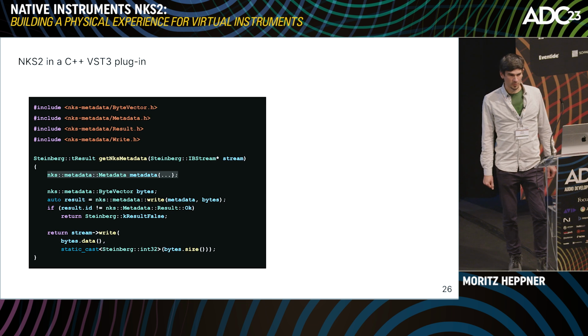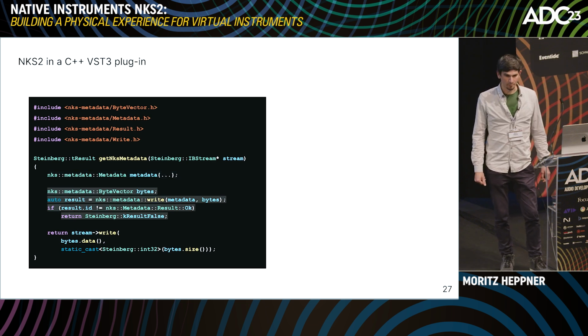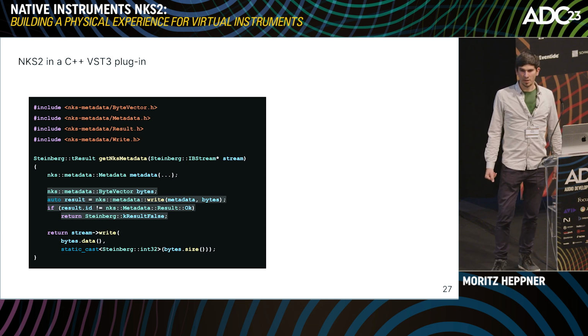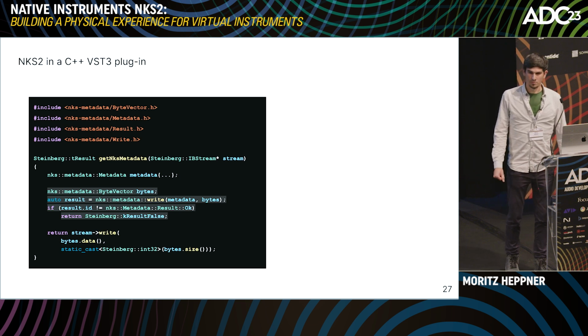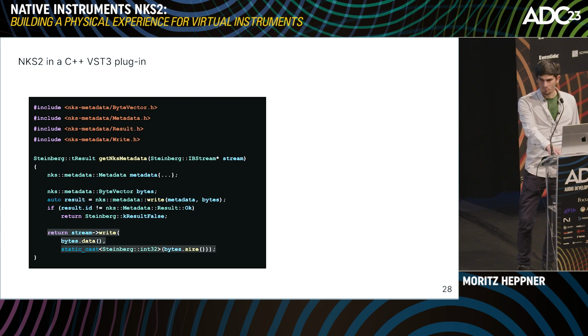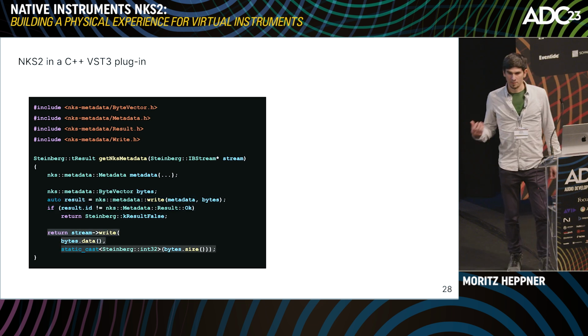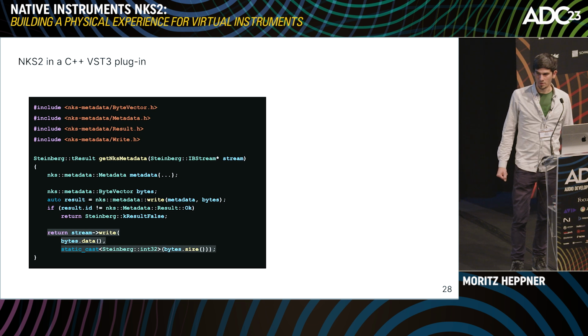And it also gives you an entry point to write the metadata, to serialize the metadata to binary data. You do this by passing the metadata, and in return, you get a byte vector and a result code. If your result code indicates that something went wrong, then you probably want to do some error handling, which we skip on this slide. But if everything went fine, then the next thing you do is attach the binary data to the IB stream object, which, as you can see, is a simple one-liner.